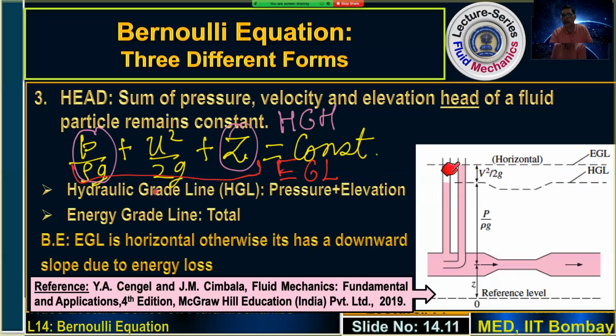Whereas this energy grade line, you always see, because basically it's a combination of these three, and here we do not have any loss term, so this is horizontal. So this we call as pressure head, this we call as kinetic head, this we call as elevation head. And the summation of these three we call as total head. Energy grade line represents total head, whereas this hydraulic grade line represents the pressure and the elevation head.